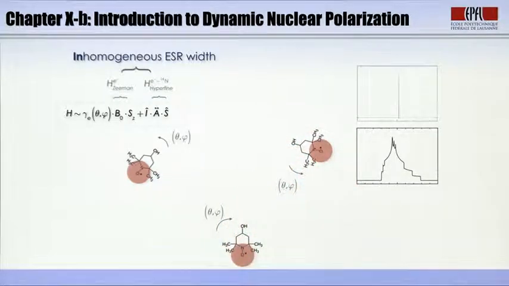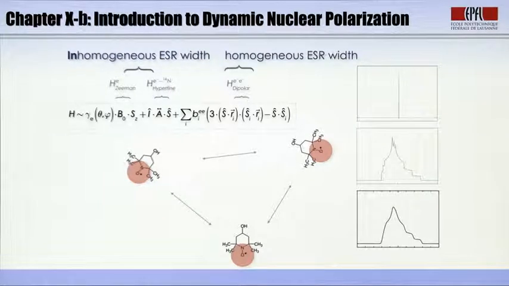There is another mechanism that broadens the line, that is the hyperfine coupling. In this particular example, in this nitroxide molecule, there is a coupling between the electron here and the nitrogen that has a spin 1, and this coupling gives rise to a splitting that you can observe here on this spectrum. These two broadening mechanisms are usually called inhomogeneous broadening.